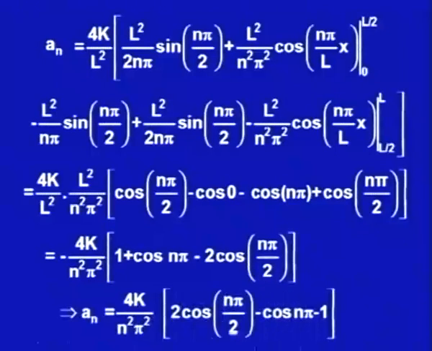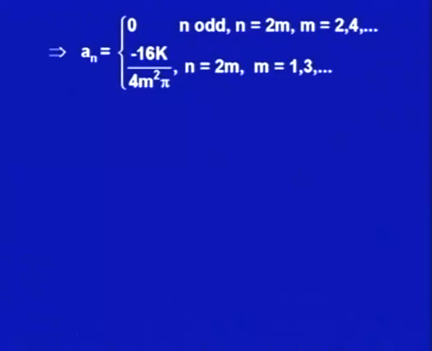We can rewrite it again as a n as 4k upon n square pi square into 2 cos n pi by 2 minus cos n pi minus 1. Since sin n pi by 2 is 0 and cos n pi is plus minus 1 to the power n, we would get a n as 0 for n odd, and when n is even and of the form 2m with m as 2, 4 and so on, that is n is equal to 4, 8 and so on, it would be 0.